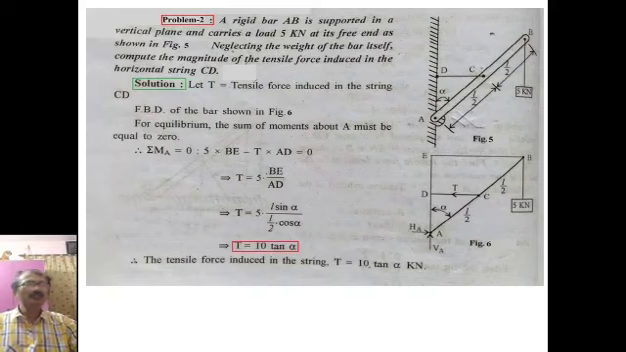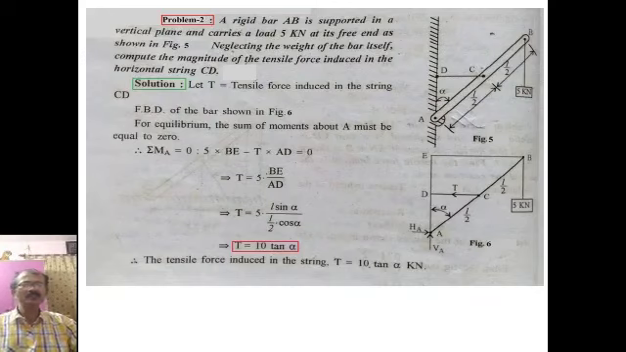Now, you have to calculate the force CD that is induced in the horizontal string. Now, T is the tensile force induced in the string CD. So, first of all, we have to draw the free body diagram of the system. So, that free body diagram is shown in figure 6.